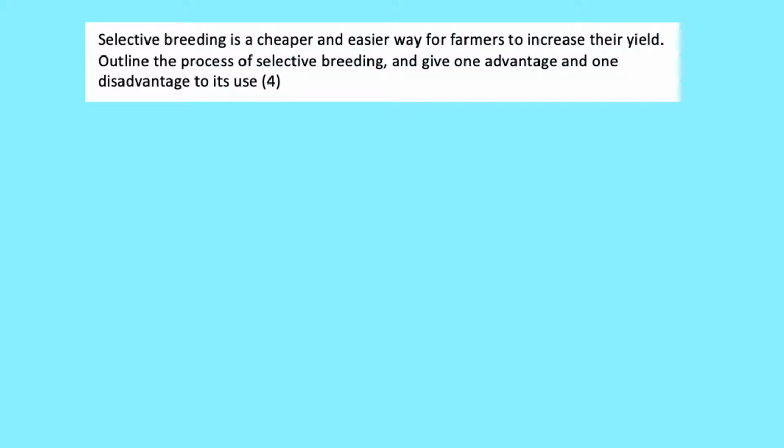Selective breeding is a cheaper and easier way for farmers to increase their yield. Outline the process of selective breeding and give one advantage and one disadvantage to its use, for 4 marks.